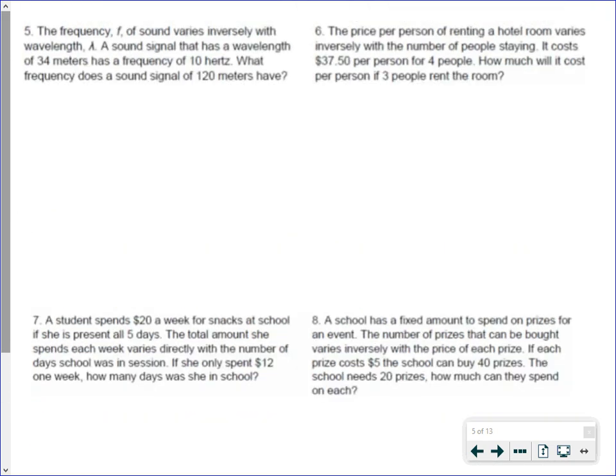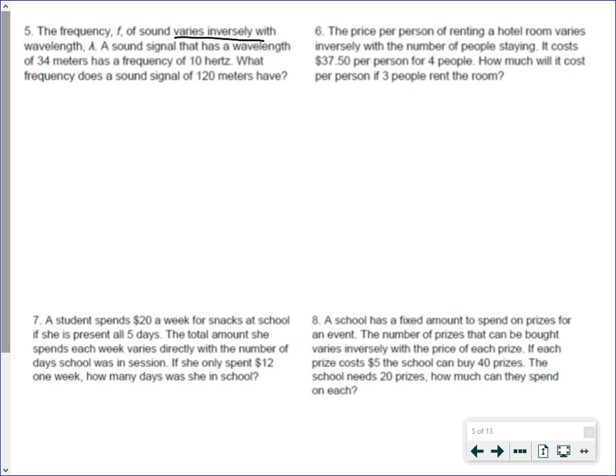Number 5, we're telling you guys that the frequency f of sound varies inversely. That's a key word right there, varies inversely with the wavelength, the upside down y. A sound signal that has a wavelength of 34 meters has a frequency of 10 hertz. And we want to know what the frequency will be of a sound signal of 120 meters.